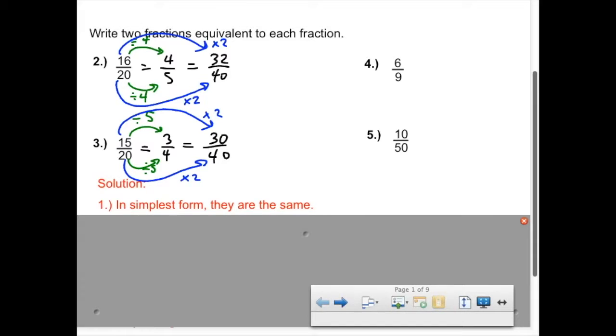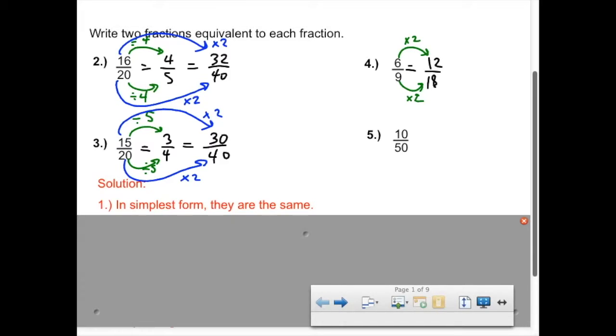Two equivalent fractions here. Justin, can you help me out? 12/18. Okay, 12/18. Very good. And how'd you get from 6/9 to 12/18? I multiplied numerator and denominator by 2. Times 2. Good. Times 2.